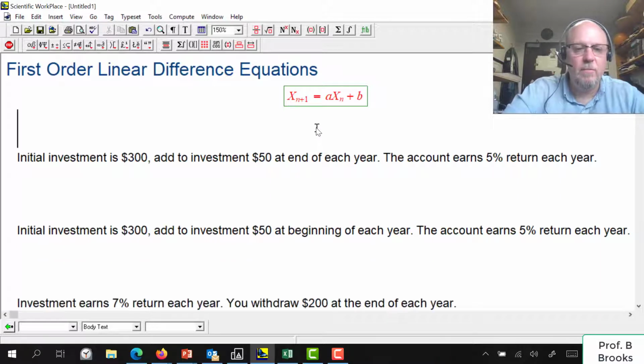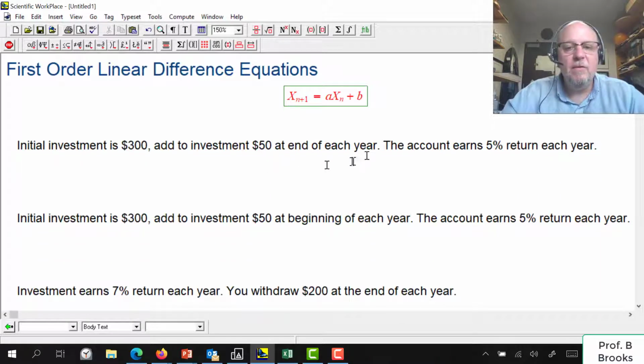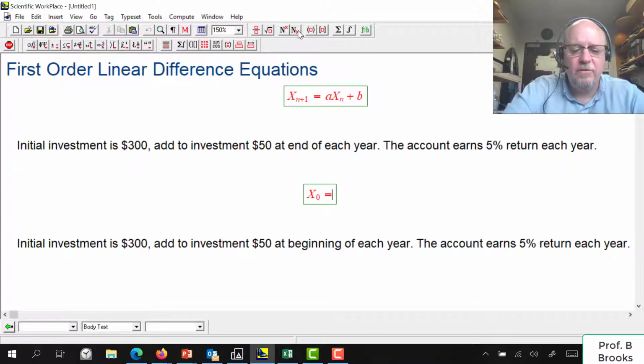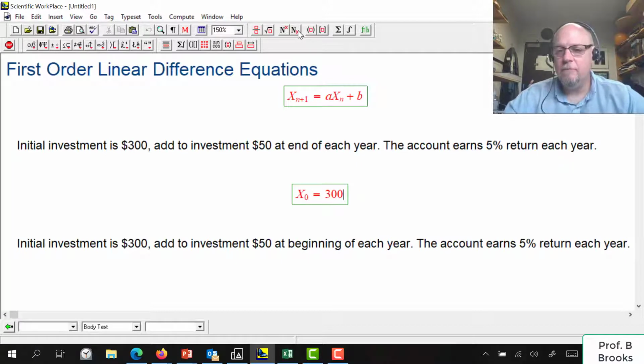Let's look at our first example. Say we have an initial investment of $300 and we add $50 at the end of each year to that investment. The account earns 5% return each year. So the initial investment is $300. That's how much money I have right at the beginning. So I'm going to call that X naught. That's our initial seed value.